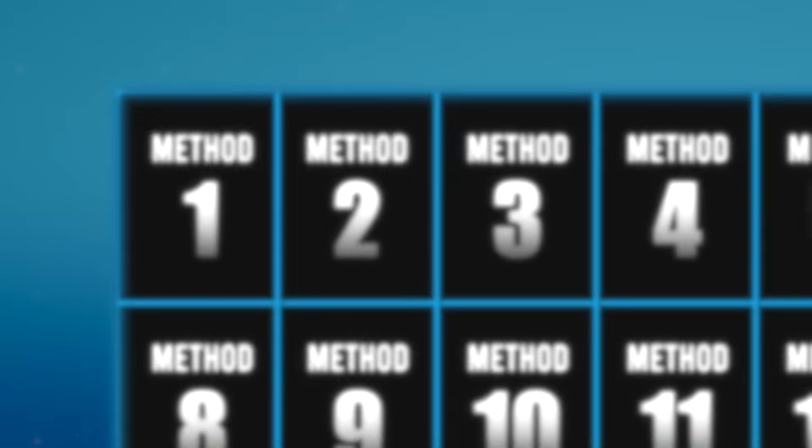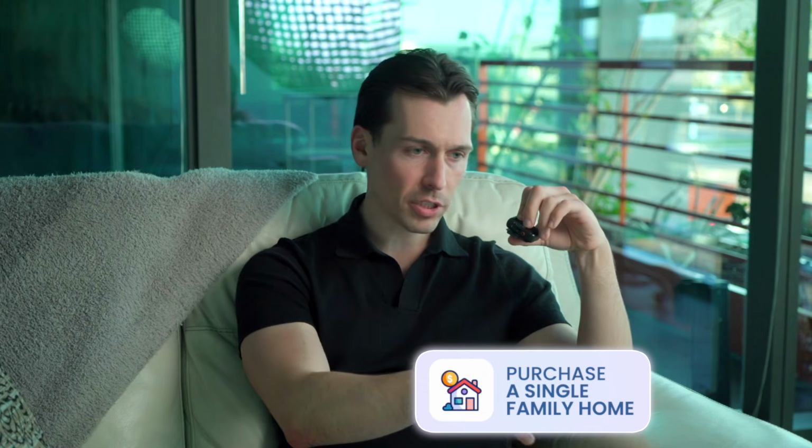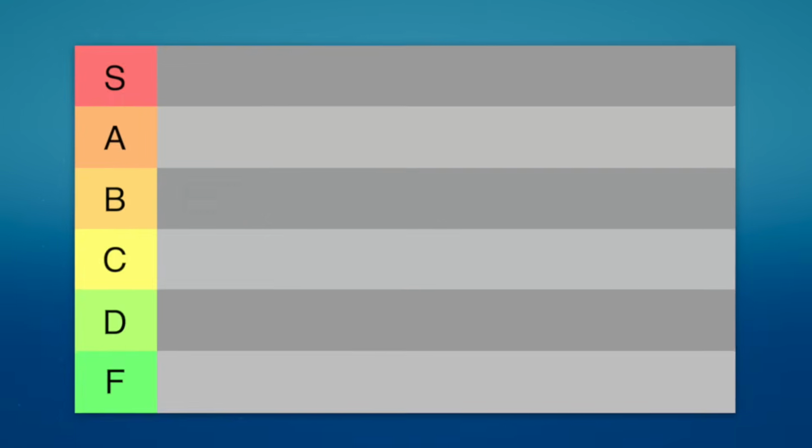So first on the list is good old-fashioned long-term rental buy and hold real estate investing, single family houses. This is the traditional real estate investing vehicle where you purchase a single family home and you rent it out. So I'm going to go ahead and place this in B tier. Reason being is that this is one of the most beginner friendly real estate investing models, but there are a lot of pros and a lot of cons.